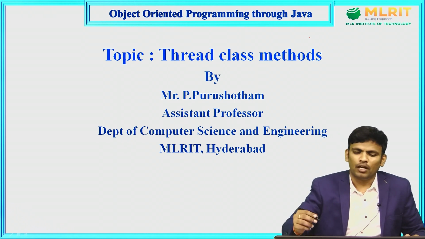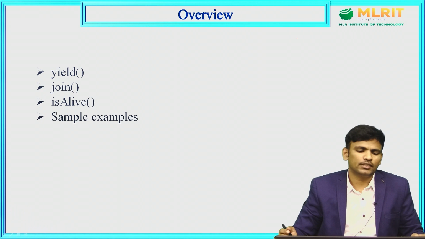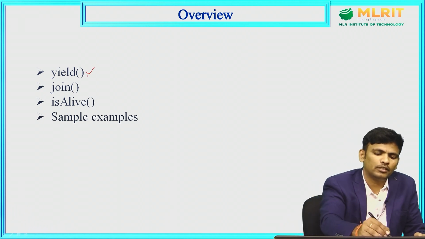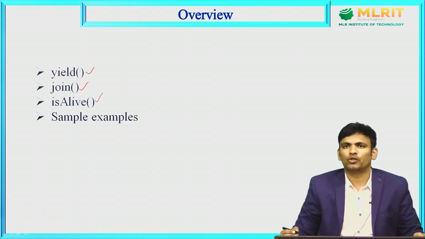In this session, I am going to discuss Thread class methods. This is the overview of this session. I am going to discuss the yield method, the join method, the isAlive method, and some sample examples.